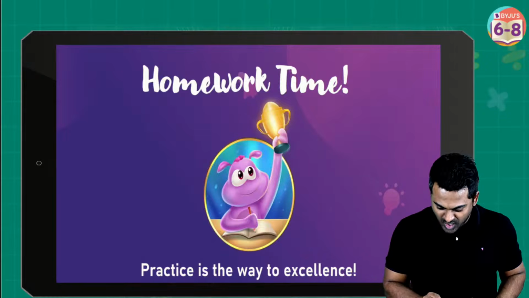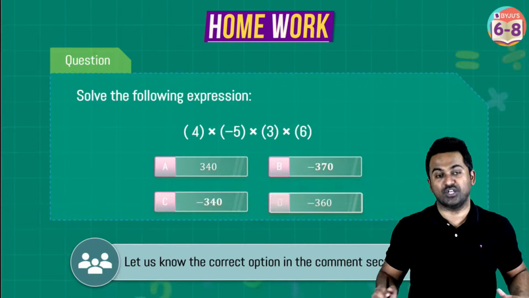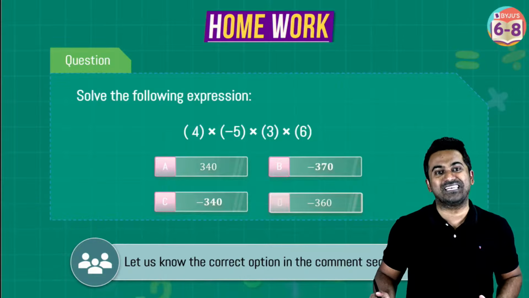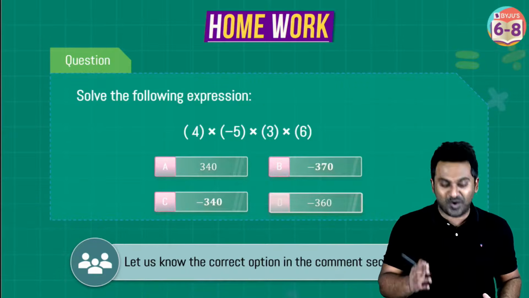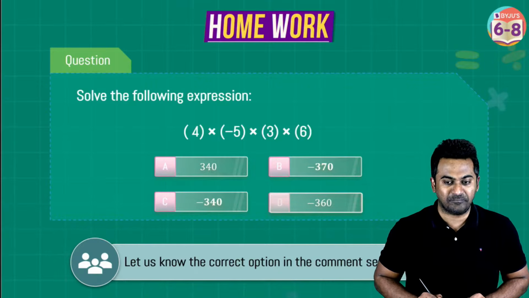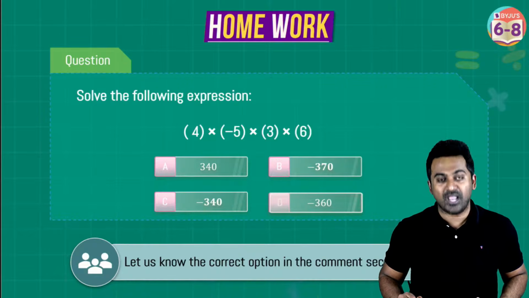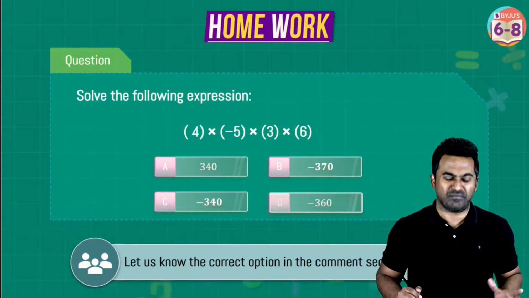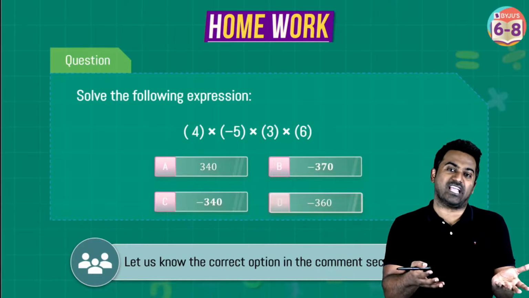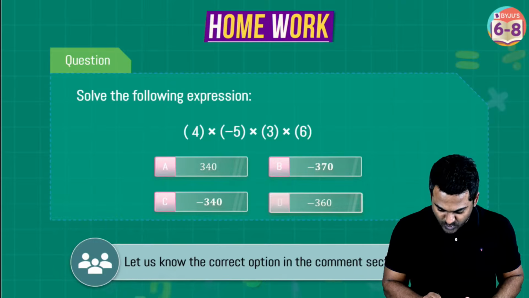So let's check out a homework problem. Here is the question. Solve the following expression. Multiplication is what you have to do here, and let us know the correct option in the comment section below. There are 4 options, and I'm sure you will figure out the correct answer. The question is pretty clear: 4 multiplied with -5 multiplied with 3 multiplied with 6. This should be fairly simple. The order in which you multiply doesn't matter. First take care of the multiplication and then take care of the sign.